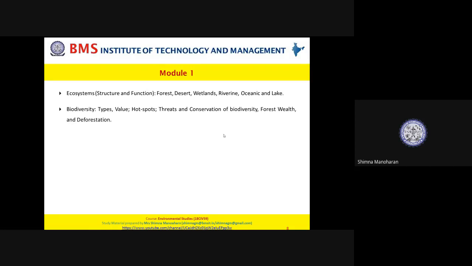What are different types of biodiversity? What is the value of biodiversity? Then what are hotspots? Then what is the threat to biodiversity and how biodiversity can be conserved? Then what is forest wealth and then deforestation?